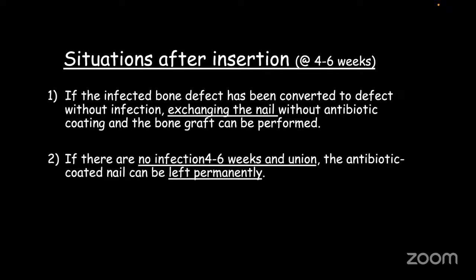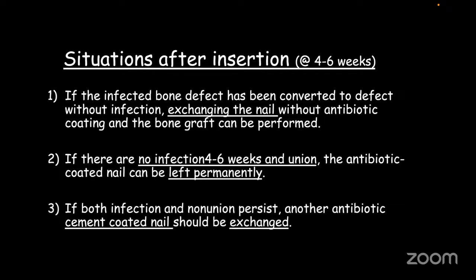If there is no infection at 4 to 6 weeks and union, the antibiotic nail can be left permanently. If you are seeing a callus, if you are seeing some union, and if you are sure there is no infection and you have treated that non-union with good antibiotic, then the nail can be left permanently, provided it is stable enough to give stability.